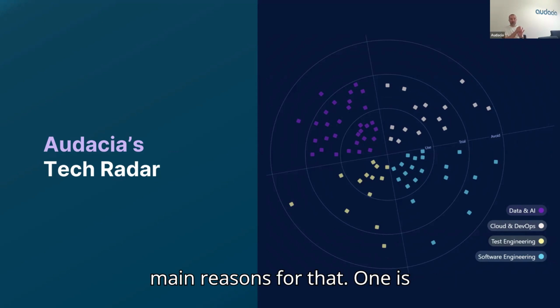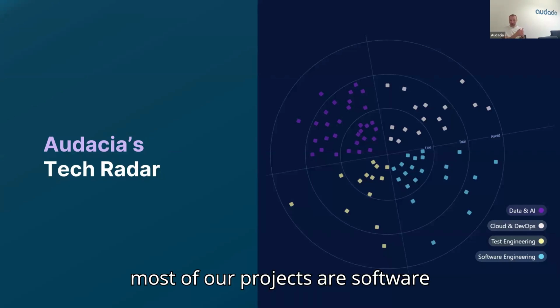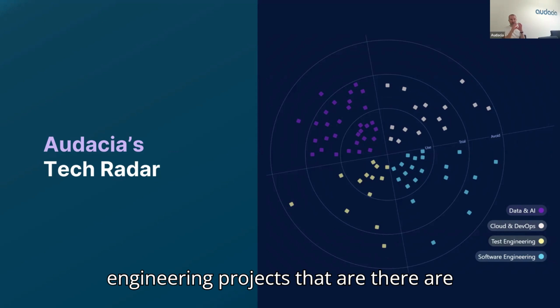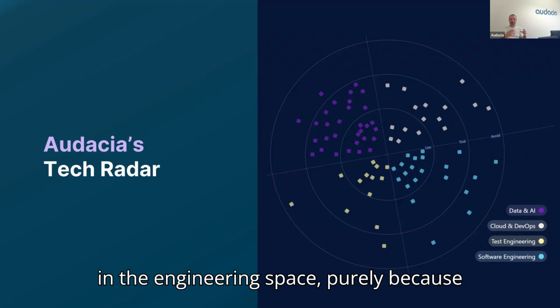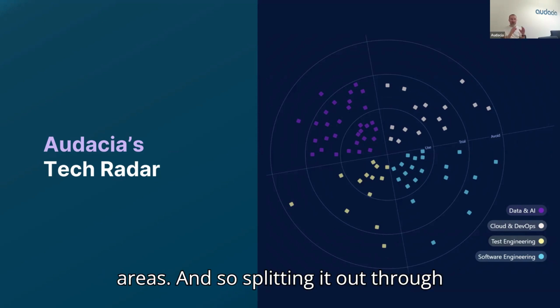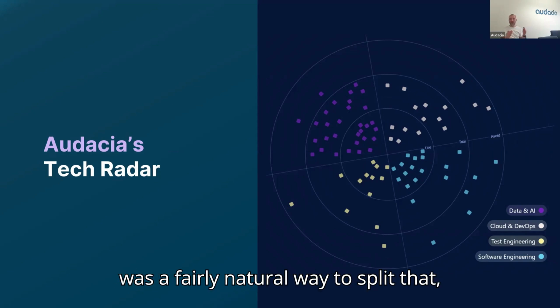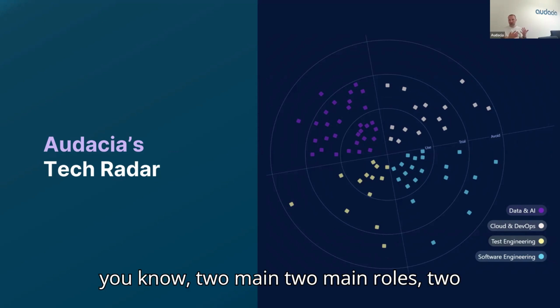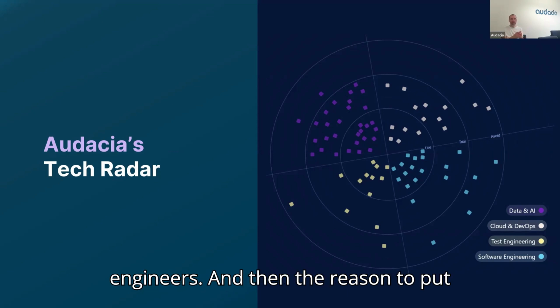So there are 2 main reasons for that. One is engineering is the biggest aspect of what we do. Most of our projects are software engineering projects. There are more tools and technologies that we use in the engineering space purely because there's more activity there, there's more people working in those areas. And so splitting it out between software engineering and test engineering was a fairly natural way to split that. Two main roles, 2 main sets of people we employ are test engineers and software engineers.